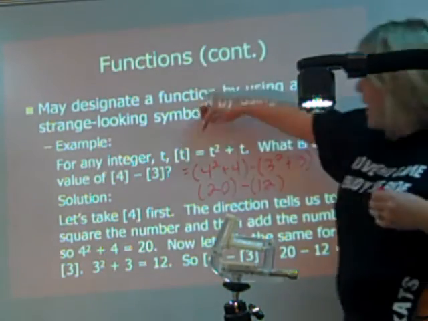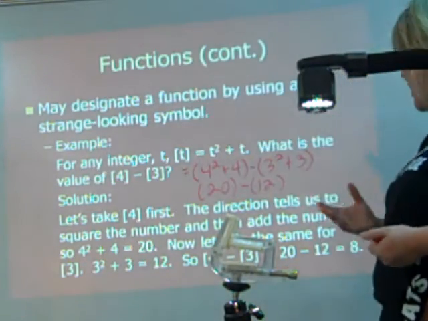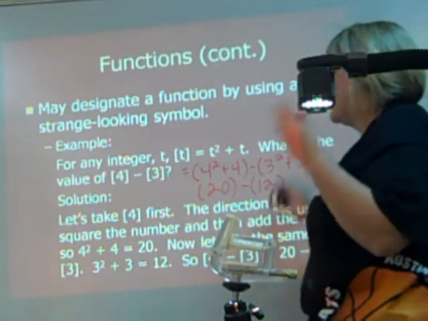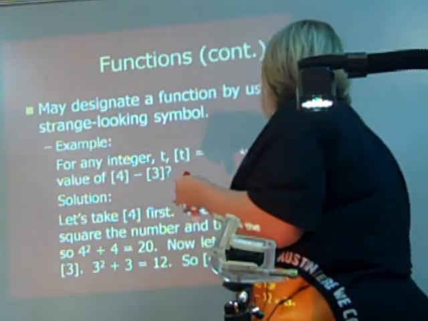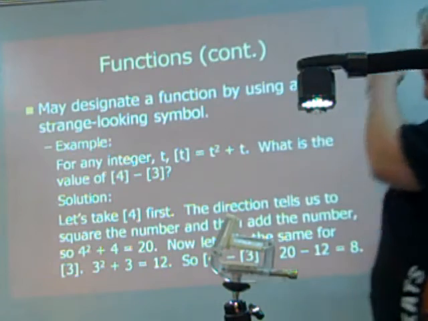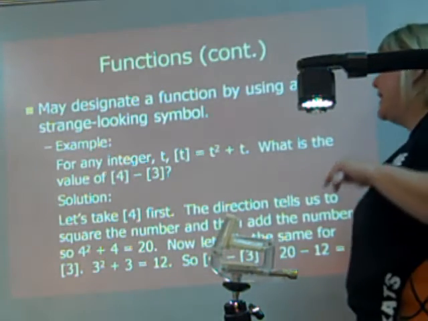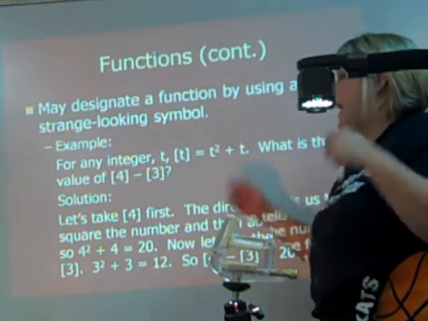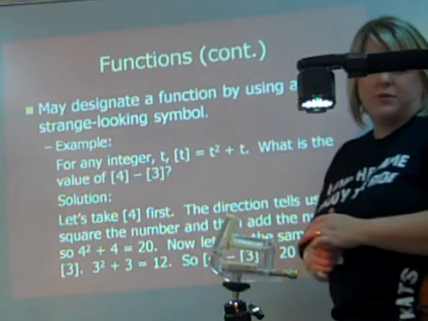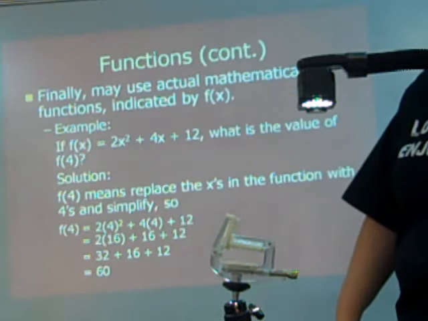So this bracket symbol around letters, that's not an operation that we define, like a square root or, I don't know, a square or something like that. But they're telling you what the brackets mean. Okay, the brackets mean to square the number and add it to itself.